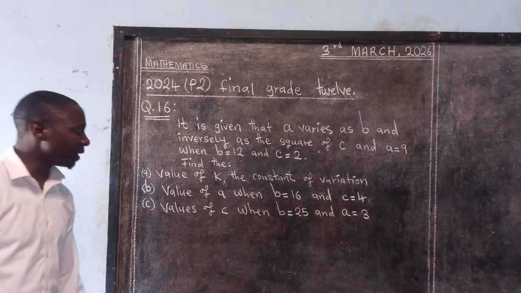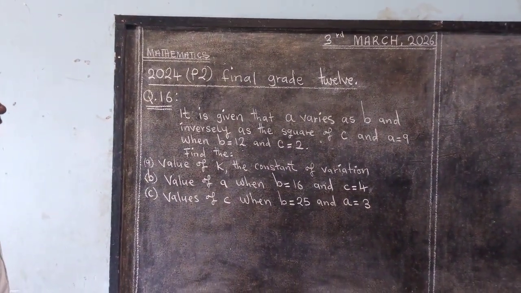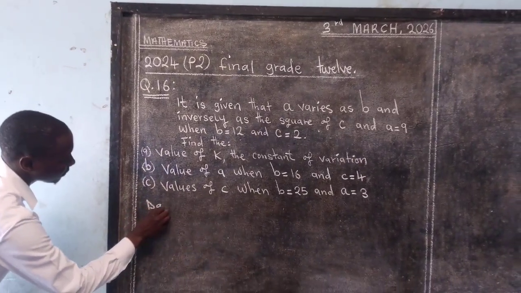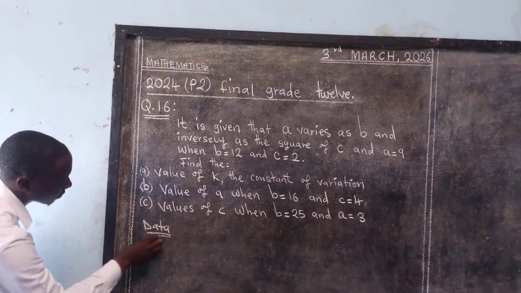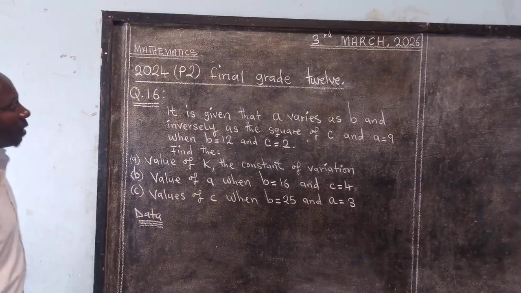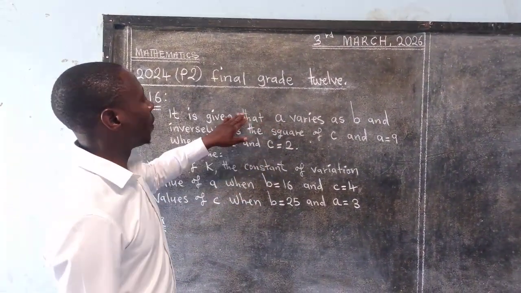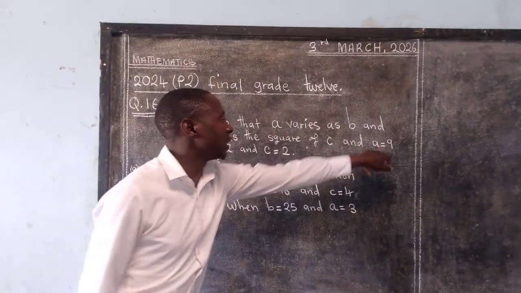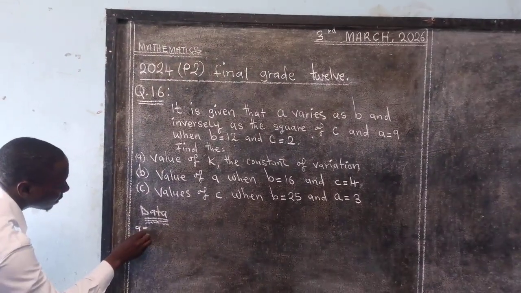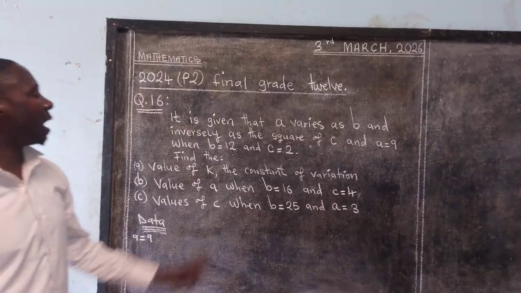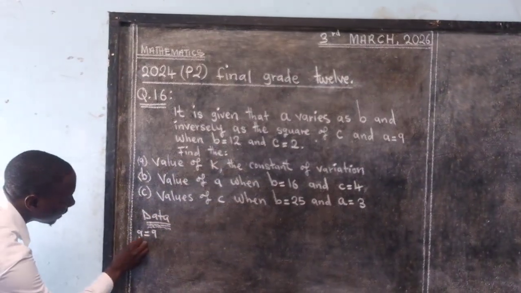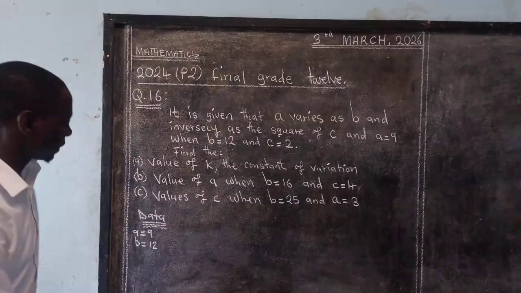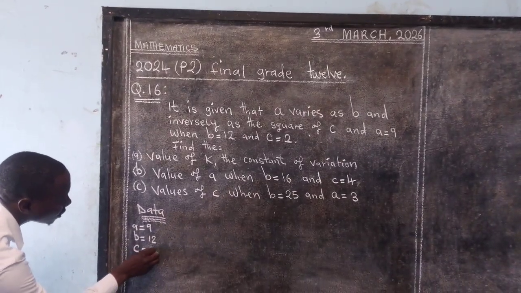Good. Before we do anything, we need to make a data. Our data should follow like this. What is our A in the statement? 9. A is equals to 9. What is our B? 12. B is equals to 12. What is our C? 2. Our C is equals to 2.